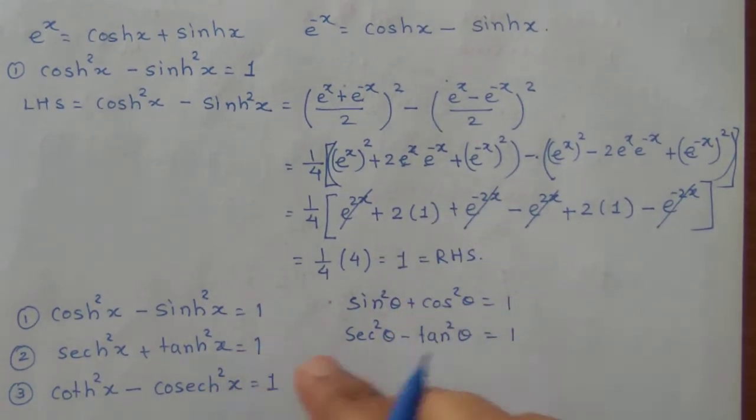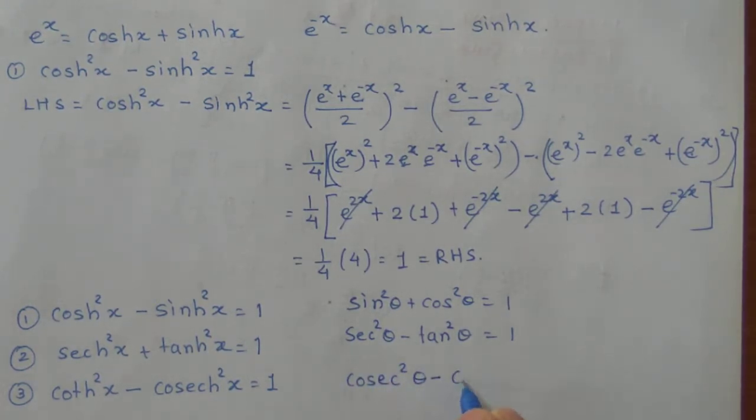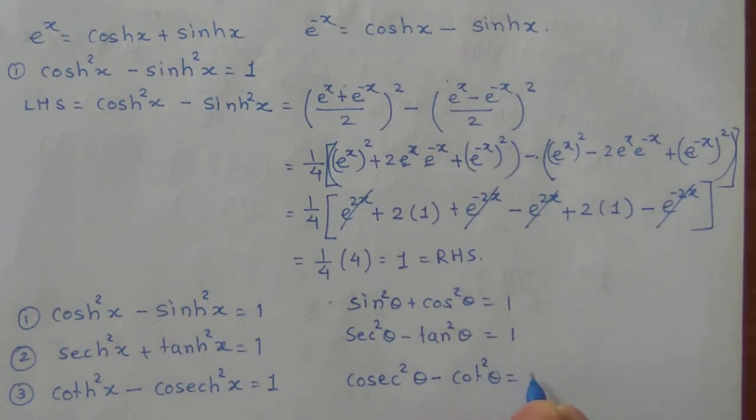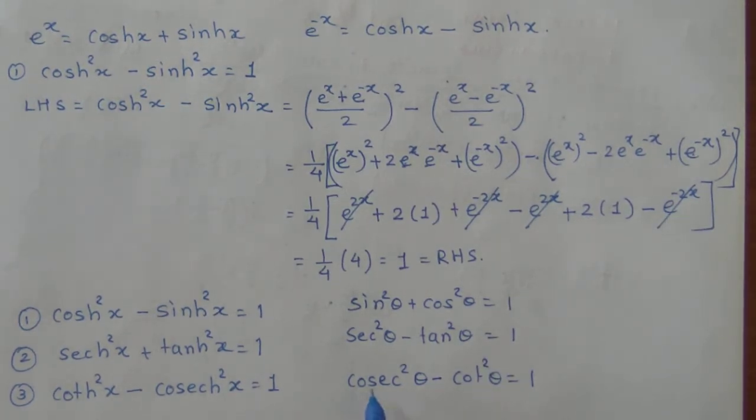Okay. Next is cosec square theta minus cot square theta is equal to 1. You might have studied this as cosec square theta is equal to 1 plus cot square theta and so on, like this. Okay.